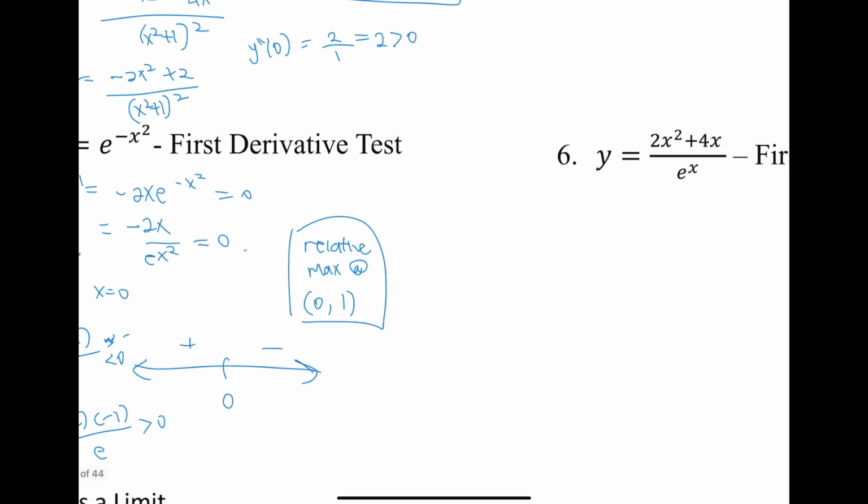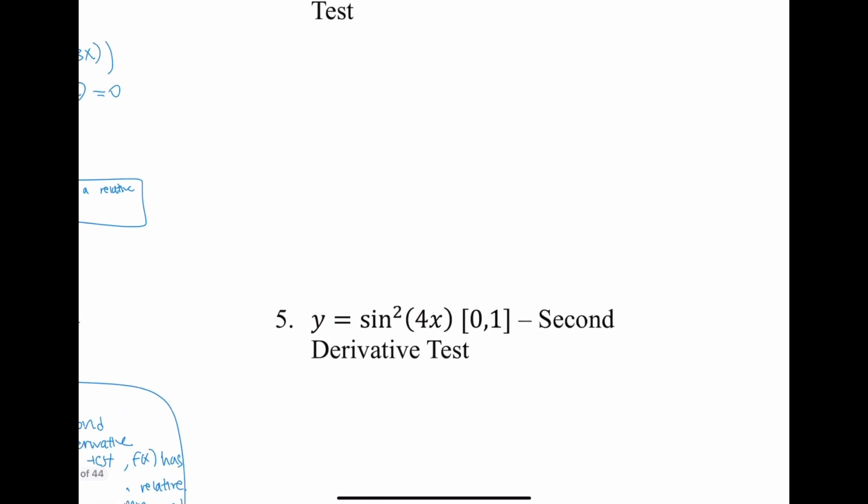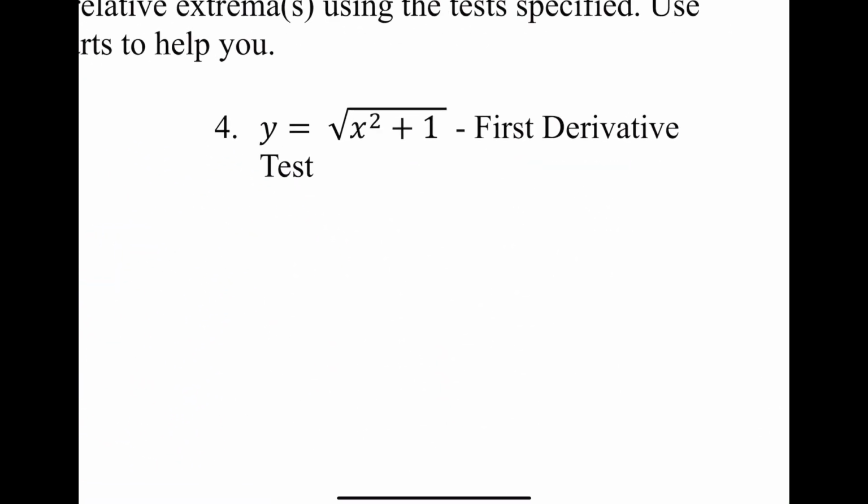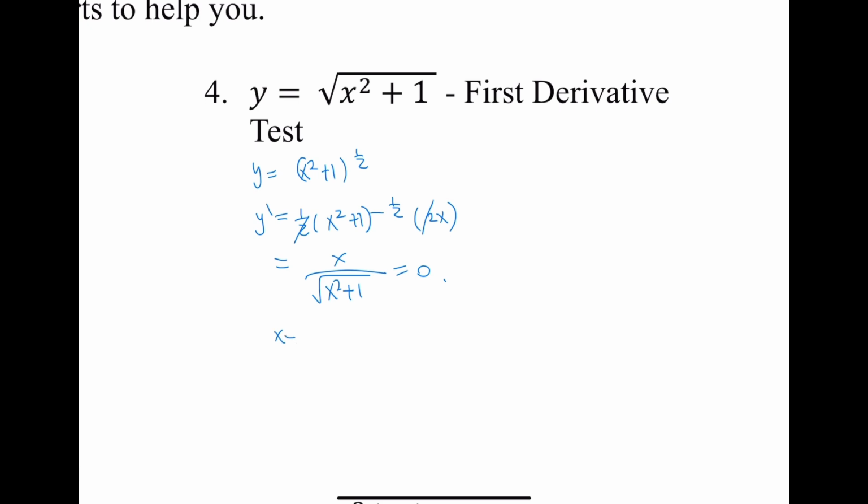Okay, sounds good. And then moving on to number 4: y equals the square root of x squared plus 1, first derivative test. So y equals (x squared plus 1) to the power of 1/2. Y prime equals 1/2 times (x squared plus 1) to the negative 1/2 power, and then 2x, right? So we cancel out the 2's, and we have x over the square root of x squared plus 1. Let's find out when this is equal to 0. That is also when x is equal to 0, and that's the only candidate, right?